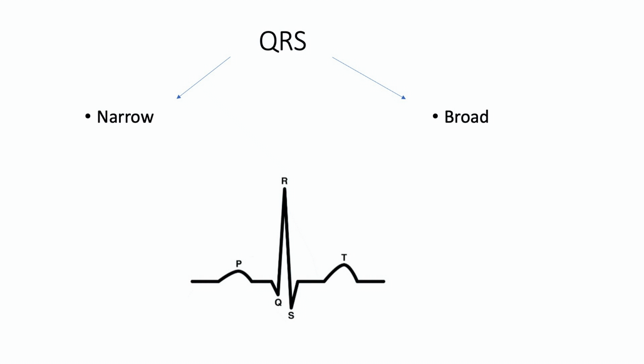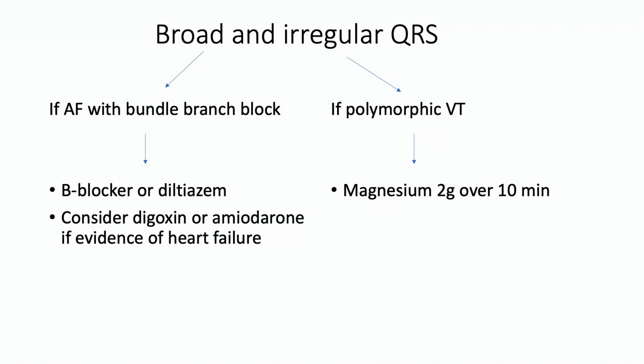In this slide, you see a normal QRS complex down below. So this is the normal version, and it's either more narrow or more broad. The first case we will discuss is the broad and irregular QRS complex. You have 2 options, 2 pathways.